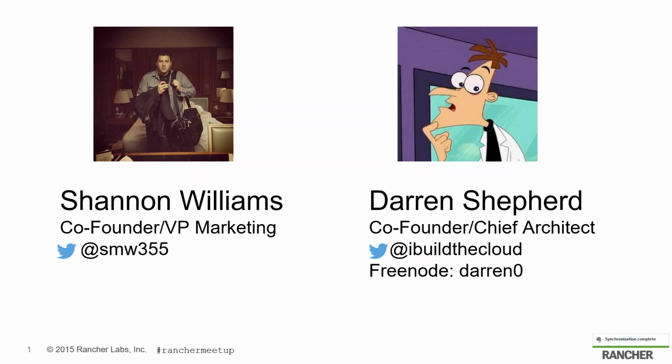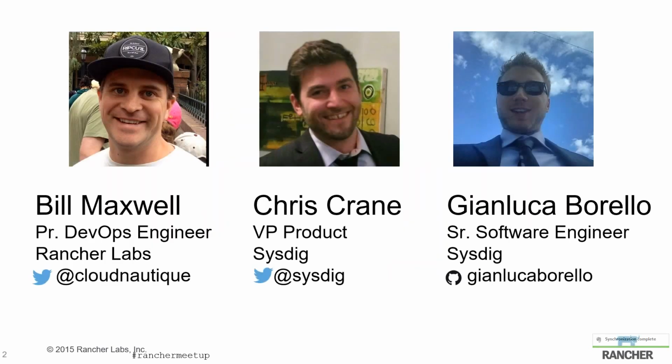To do that, we're going to go through a number of presentations. We're joined by three people who are going to be presenting today. I'll let them all say hello as we go through. One of them you may have met before on one of our earlier meetups. Bill Maxwell is our principal DevOps engineer here at Rancher, and he'll be talking today about his use of monitoring around Docker containers. Bill, you want to say hi? Hi, everyone.